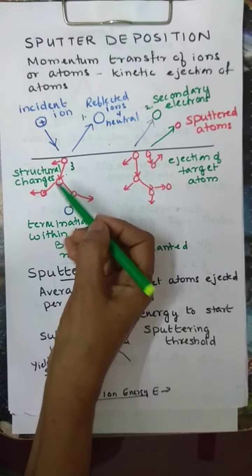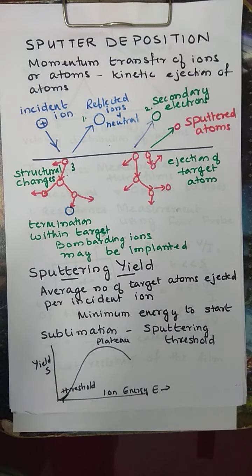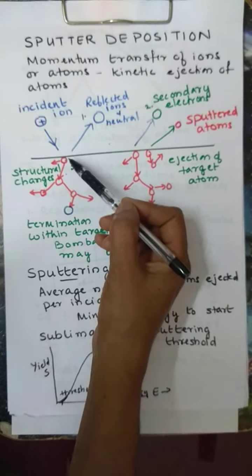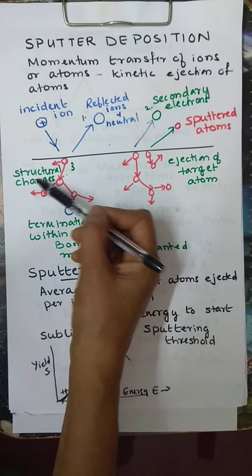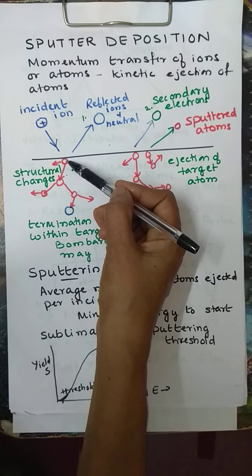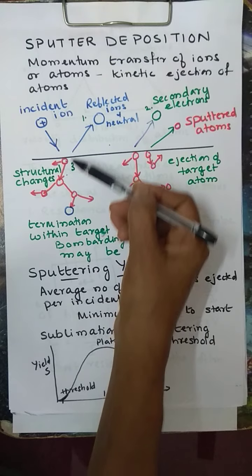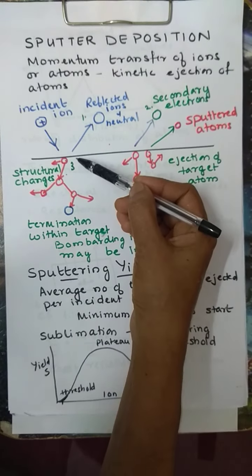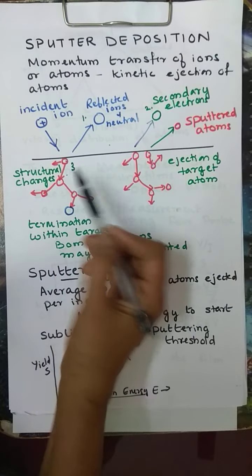So it will cause structural changes. These are the atoms of the target material. I have drawn them far apart, but these are very close to the surface. So this ion will interact with the atoms on the surface and cause structural changes to the target material. And the ion that has just entered the surface will stop very close to the surface. I have drawn it big. So this is getting implanted in the target material.